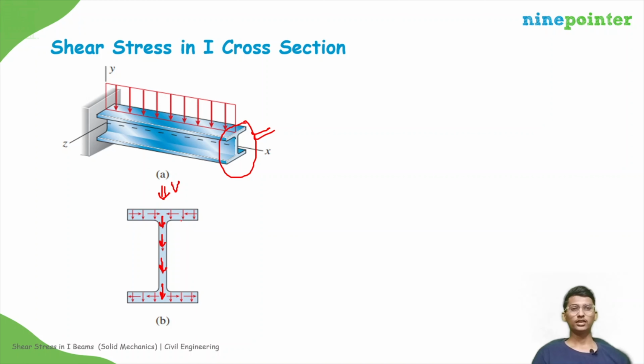And apart from that, there will be horizontal shear stresses in flanges. So these are flanges, okay? These upper ones are flanges, okay? This middle portion is known as web.